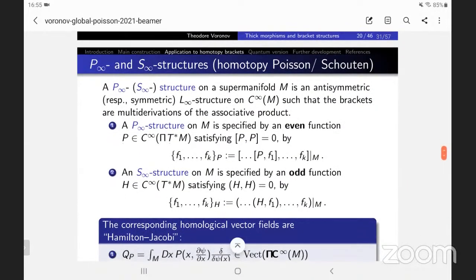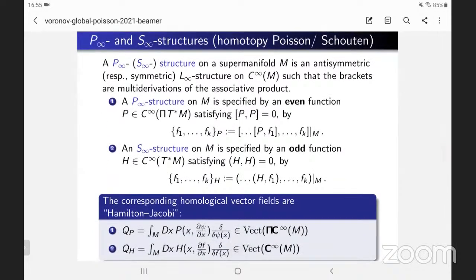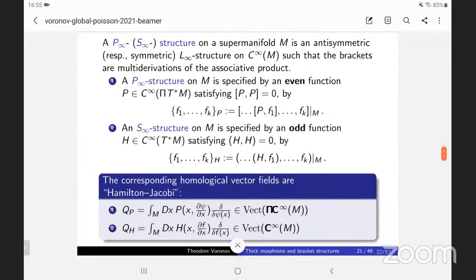So a P infinity or S infinity structure on a manifold is an L infinity structure on the algebra of functions, which in addition satisfies the Leibniz rule in each argument. Now, a P infinity structure is a generalization of the ordinary even Poisson bracket. It is given by multivector fields, roughly speaking. So it's a function on the anticotangent bundle ΠT*M, and the brackets are defined using the Hitchin bracket formula. An S infinity structure is an L infinity of odd brackets, and it is specified by an odd function, an odd Hamiltonian. And again, the brackets are defined from the canonical bracket by this generating element and by the standard Hitchin bracket formula.